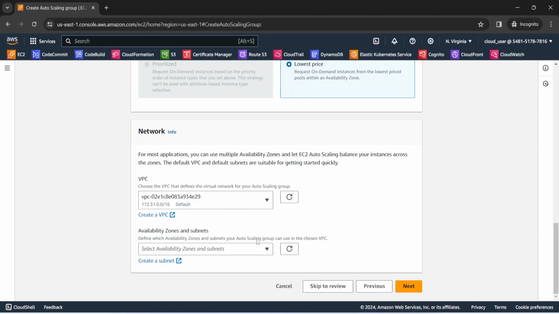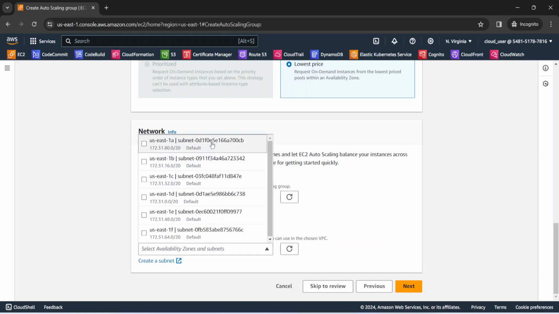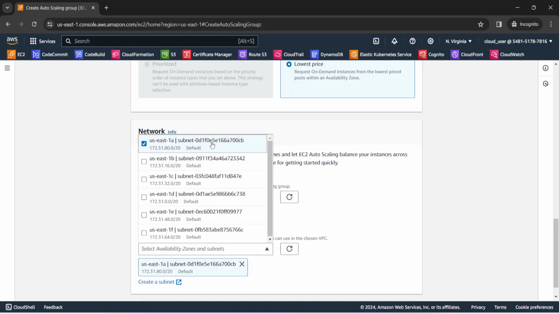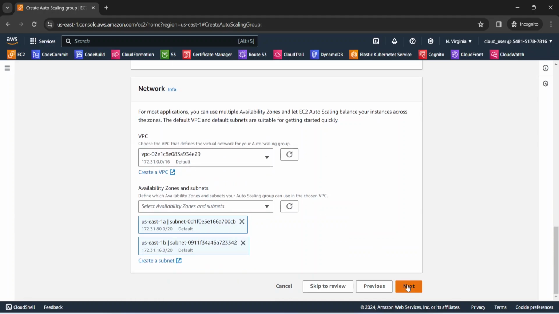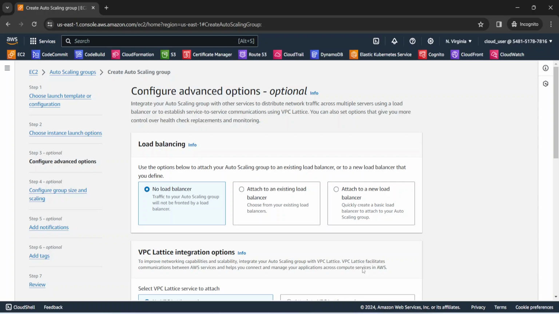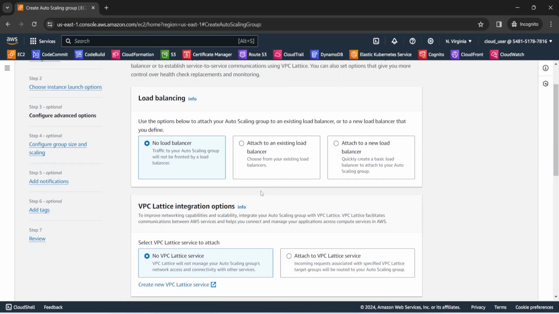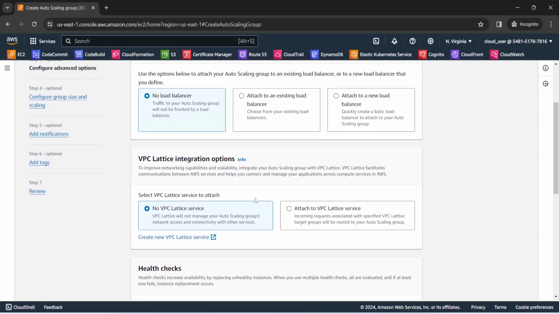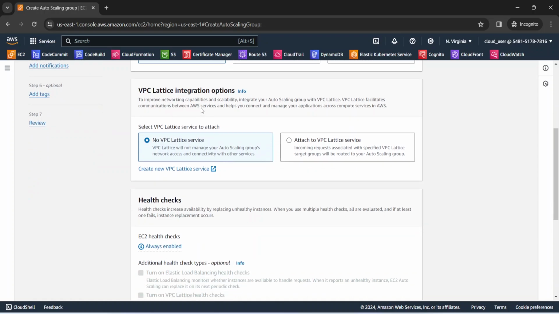Then VPC I have selected default. For availability zones I will select US-East-1A. You can select multiple as well. We'll select 2. I'll hit next. So I also have the option of attaching it to a load balancer. Since we don't have any load balancer, I'll just select no load balancer. Also VPC Lattice, I'll not select anything.